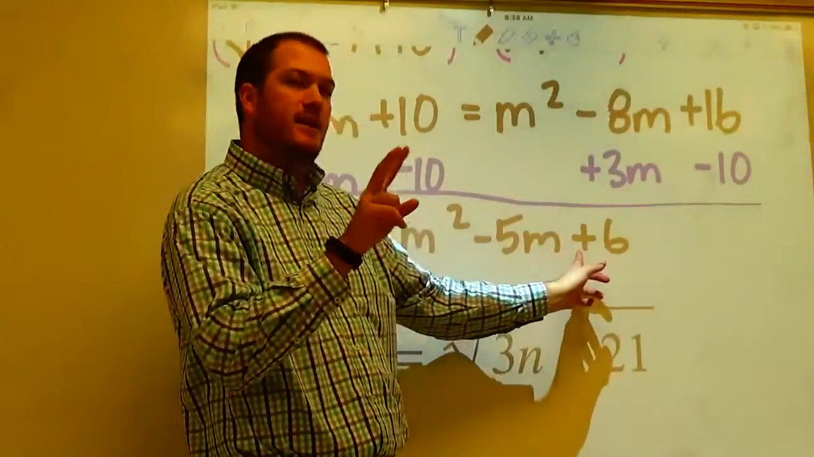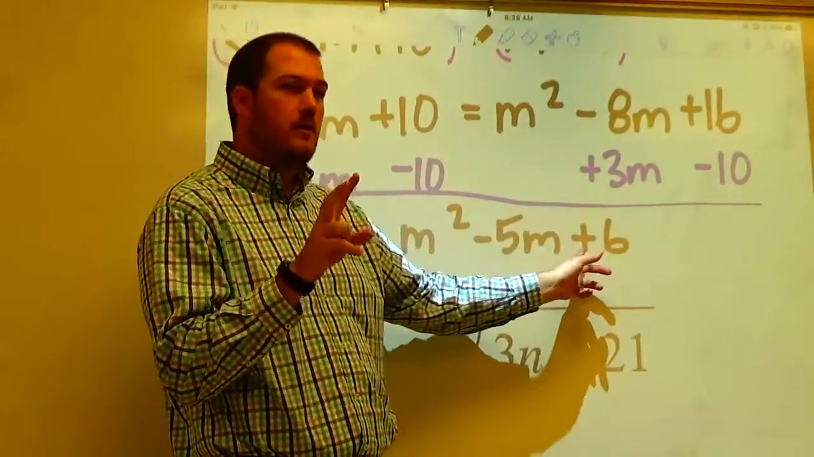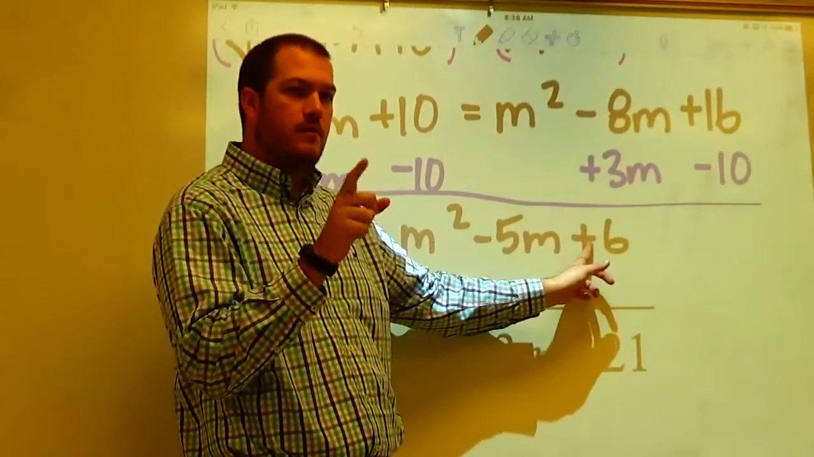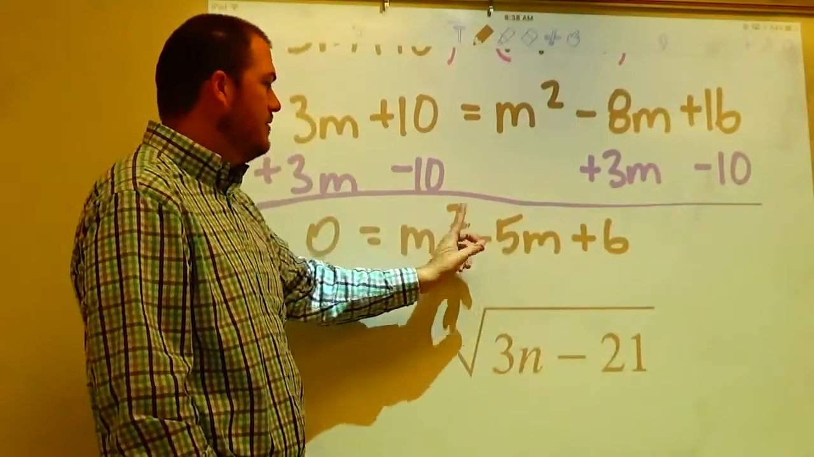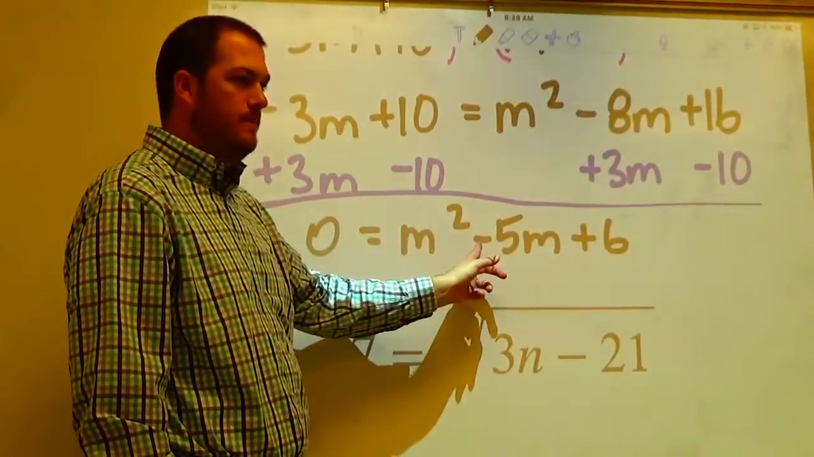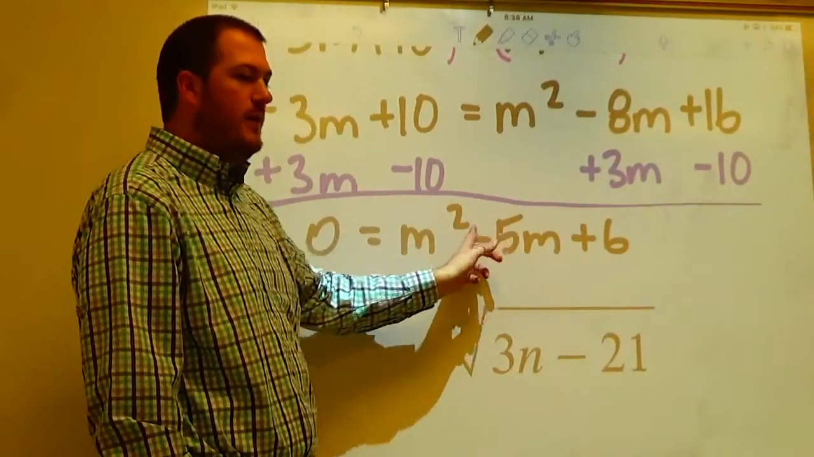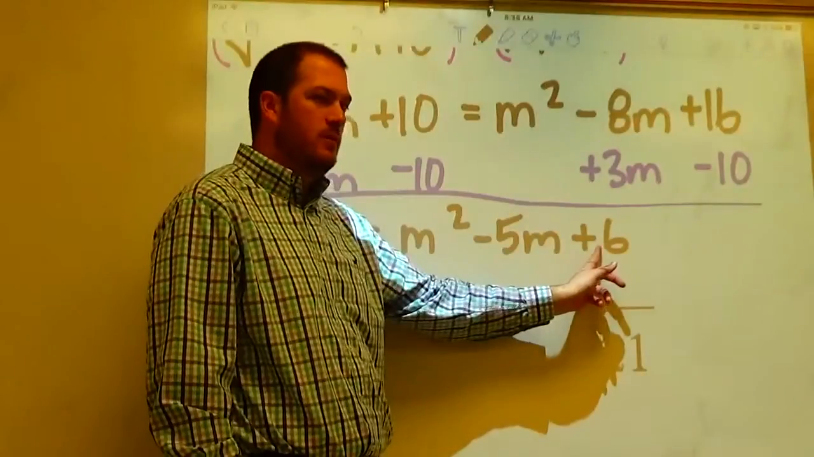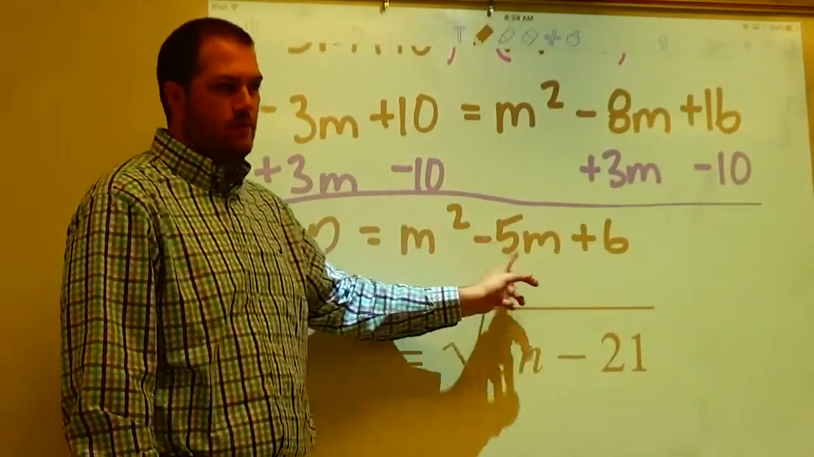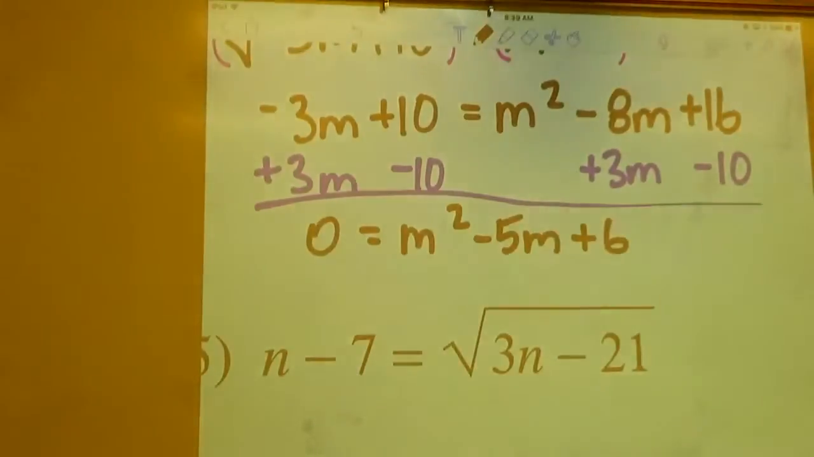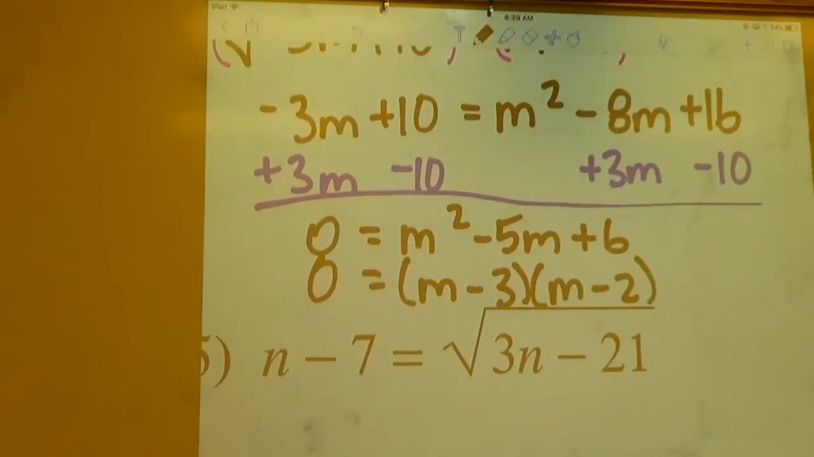There are two ways I can get a positive number if I'm multiplying. They're both positive or they're both negative. So, do two positive numbers add to get a negative number? No. The only way I can get a positive number when multiplying and a negative when adding is if they're both negative. So it'll be negative 2 and negative 3. So if I factor, I get 0 equals m minus 3, m minus 2.